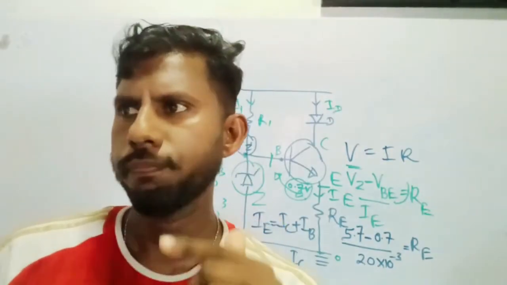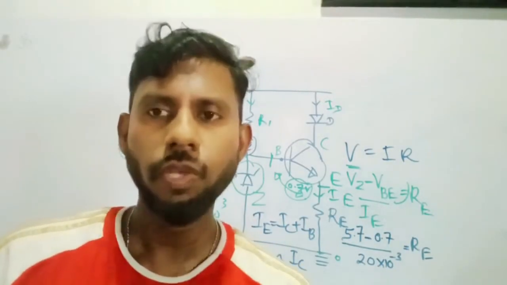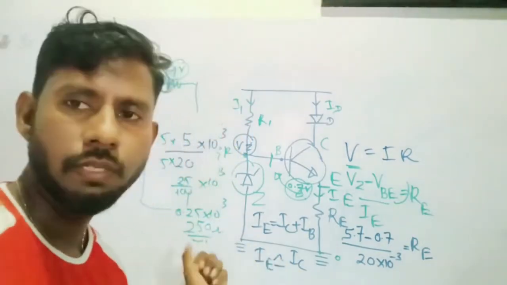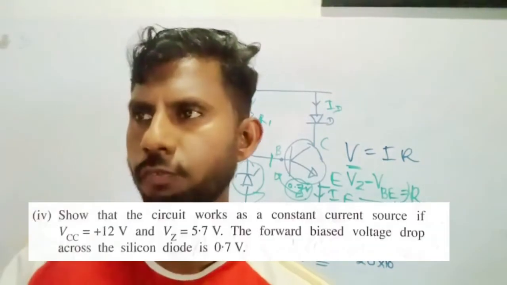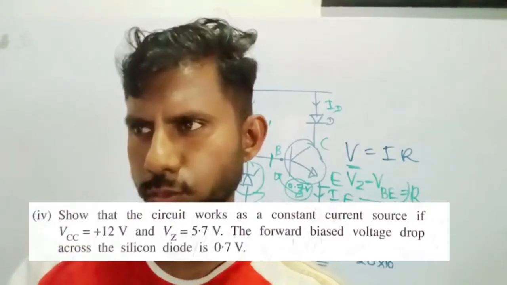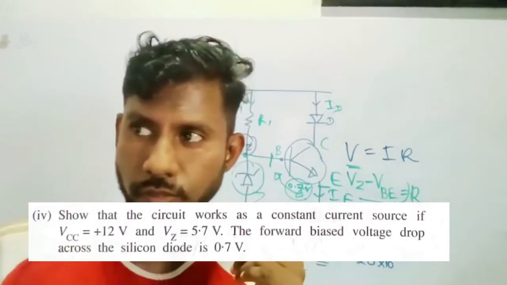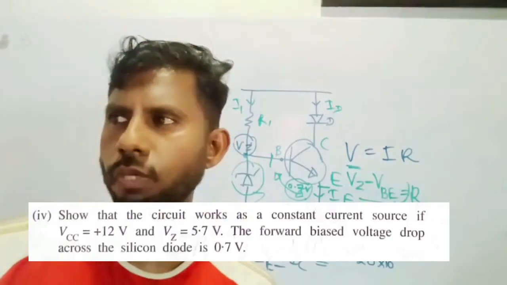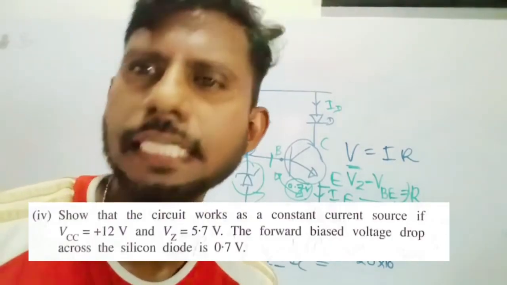Students, we have the answer for the last part, part 4. Part 3, we have another. 250, that's our answer. Right, part 4: show that the circuit works as a constant current source if VCC equals 12 volts and VZ 5.7, the forward bias potential drop across the silicon diode is 0.7.